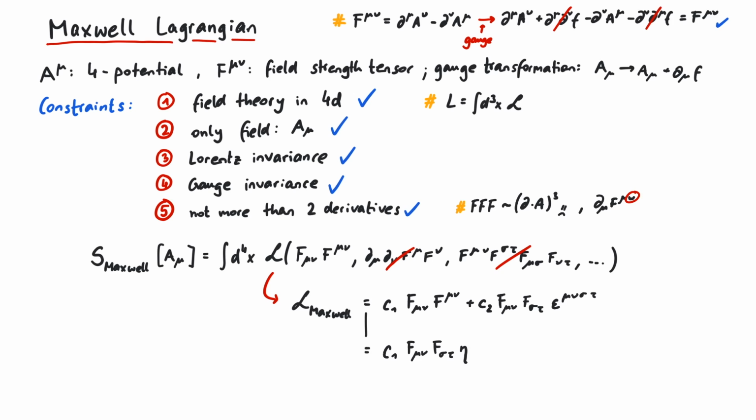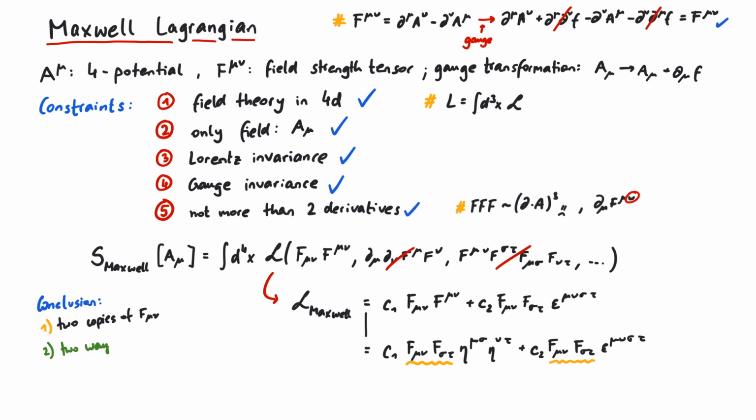This leaves us with 2 copies of the field strength tensor and 2 possible ways to contract the indices. We are free to use the epsilon tensor, since it's basically just a number, plus or minus 1 or 0, depending on the indices. We are almost finished.